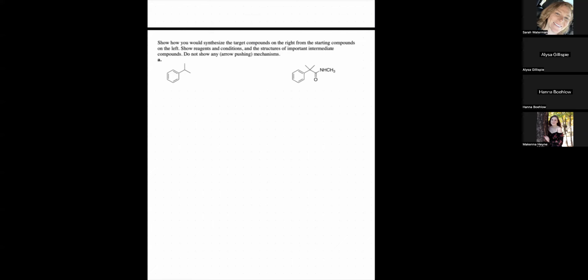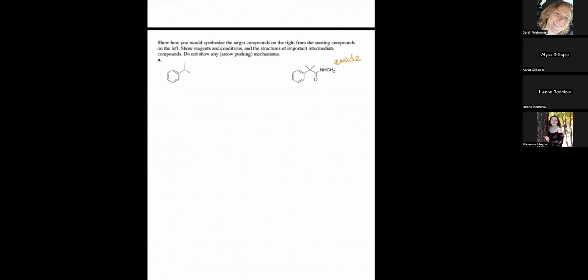So show how you would synthesize the target compounds on the right from the starting compounds on the left. Show your reagents and conditions and the structures of important intermediate compounds. Don't show any arrow pushing mechanisms. Right? So that's always nice. So what are we doing here? So we have an amine. How do we make amides?